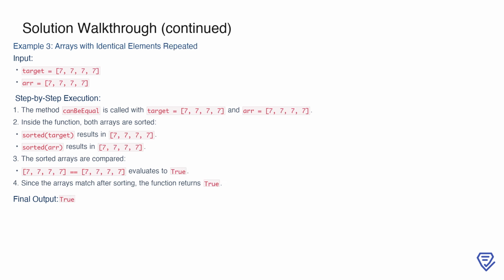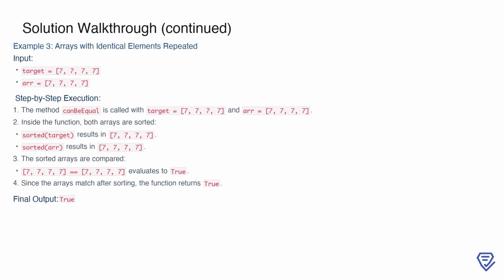Now, we consider a scenario where both arrays contain repeated identical elements. The target array is 7, 7, 7, 7, and the ARR array is 7, 7, 7, 7. The canBeEqual method is invoked, and the process begins by sorting both arrays. Sorting target results in 7, 7, 7, 7, and sorting ARR also produces 7, 7, 7, 7. When these sorted arrays are compared, they are found to be identical.